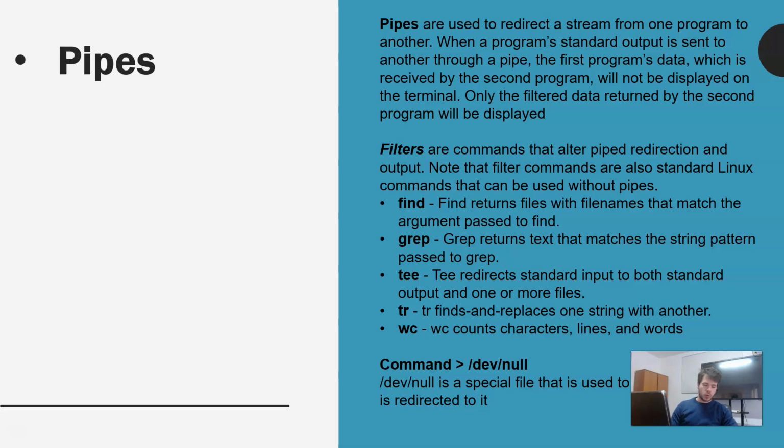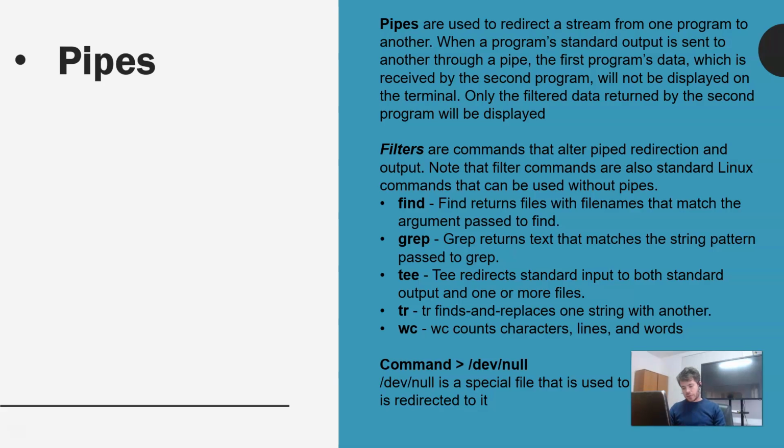Filters also are most of the time standard Linux commands, which can be used independently without any pipes in place, such as find, which returns files with file names that match the argument which was passed to the find command. grep, which returns text that matches the string pattern passed to grep. tee, which redirects standard input to both standard output and one or more files. And word count, which counts characters, lines, and words as we've seen.